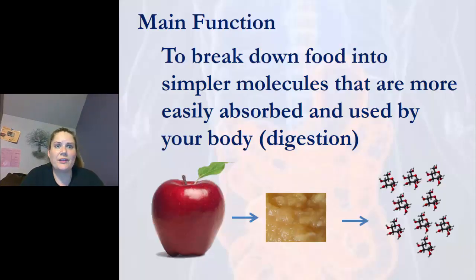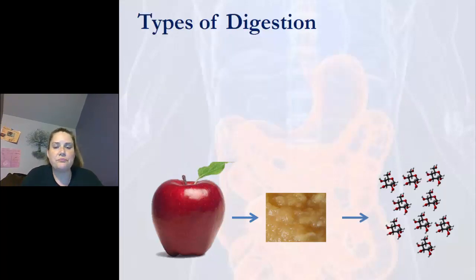So the main function of the digestive system is that we want to break food down into simpler molecules that are more easily absorbed and used by your body. And that's what digestion is. We're taking big things and making them into small things, and eventually getting them down to the molecular level, because your cells need glucose, but you can't just give an apple to your cells. You have to take that apple and break it down into smaller chunks.